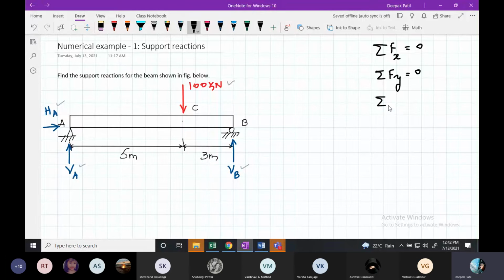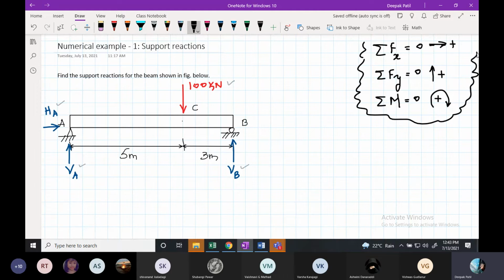And the other one is summation of moment equal to 0. So the sign convention you have to follow for summation of Fx equal to 0 is that all the forces in this direction are positive. For summation of Fy equal to 0, all the upward forces are positive. And for moment, all the clockwise moments are positive. This is a very important thing you have to remember when you are applying the equilibrium equations.